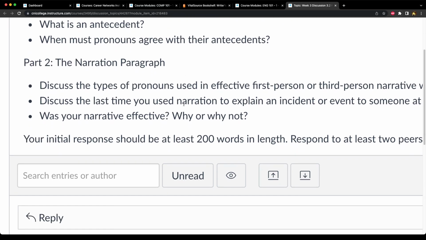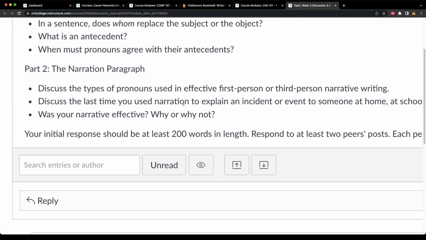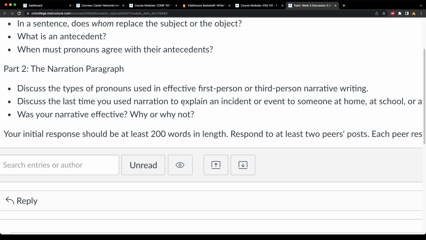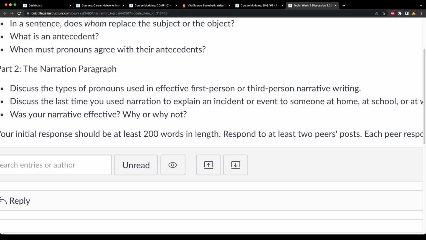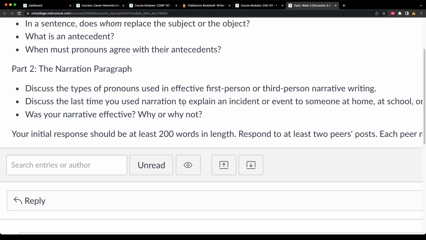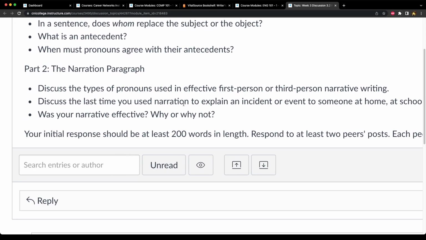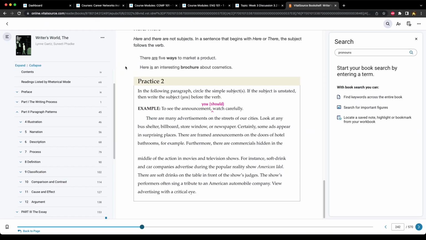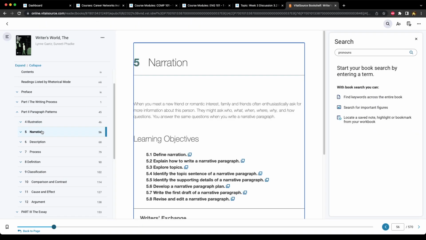Then finally, part 2 is to discuss the types of pronouns used in effective first person or third person narrative writing. Discuss the last time you used narration to explain an incident or event to someone at home, at school, or at work. Was your narrative effective? Why or why not? So just like what we did with process, we can look here and look at narration.